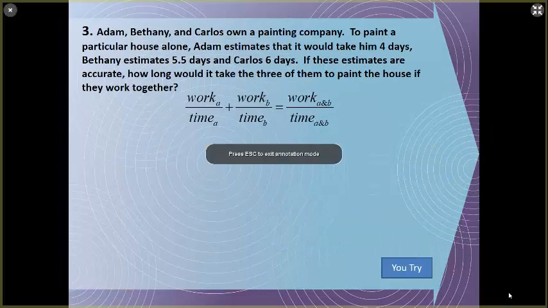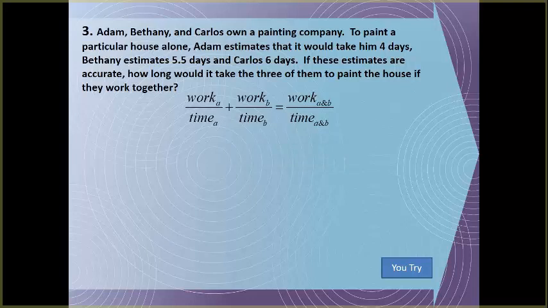Okay, next order of business, same type of mentality. So we have Adam, Bethany, and Carlos. So we have 3 at once. To paint a particular house alone, Adam estimates it would take him 4 days. Adam is 4 days. So one house is 4 days.